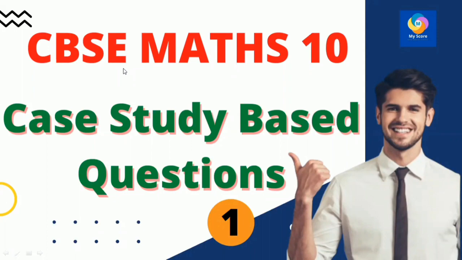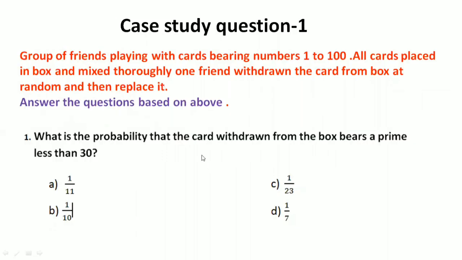So number one, case study one. The first question is: a group of friends playing with cards bearing numbers from 1 to 100. All cards are placed in the box and mixed thoroughly. One friend withdraws a card from the box at random and then replaces it. Answer the questions based on the above.